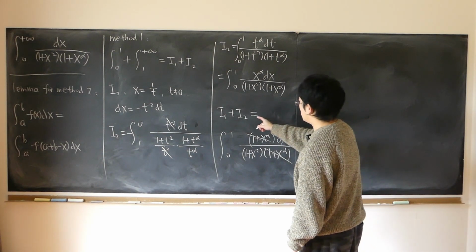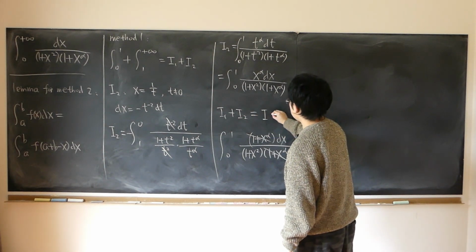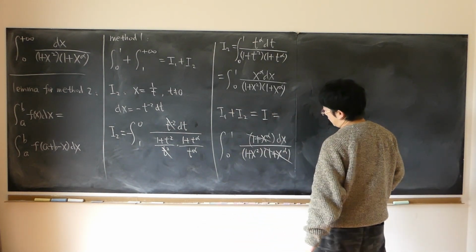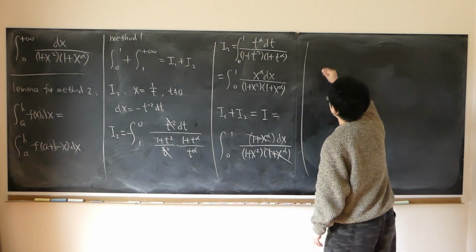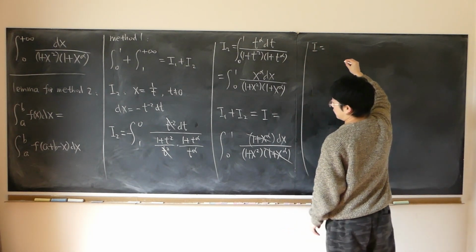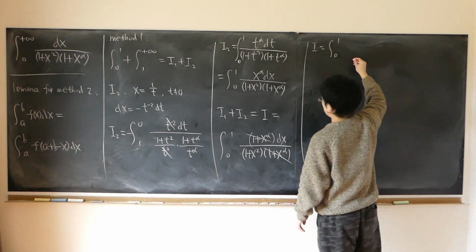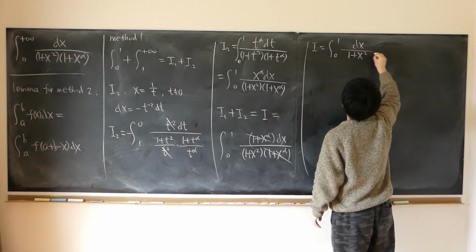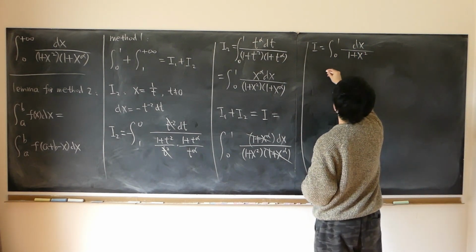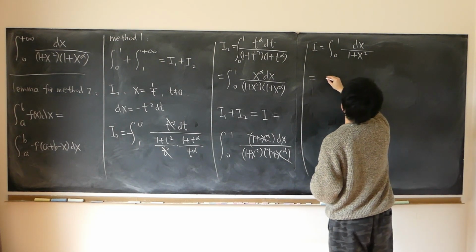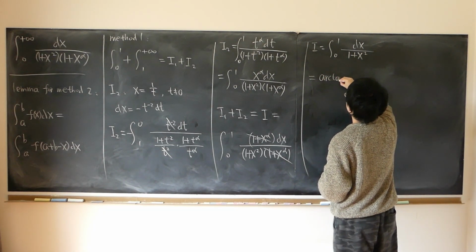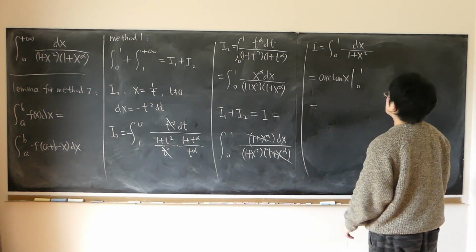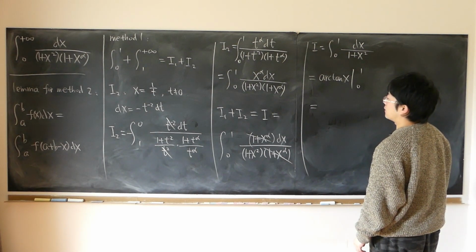So in the end, our desired integral I is equal to the integral from 0 to 1 of dx over 1 plus x squared. That is very, very simple. That is equal to arctangent x from 0 to 1.